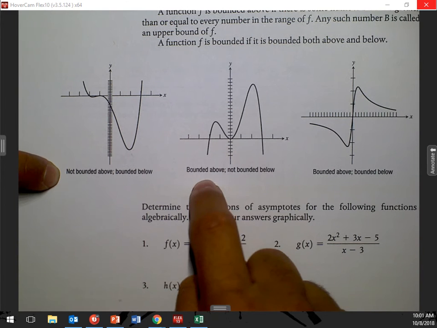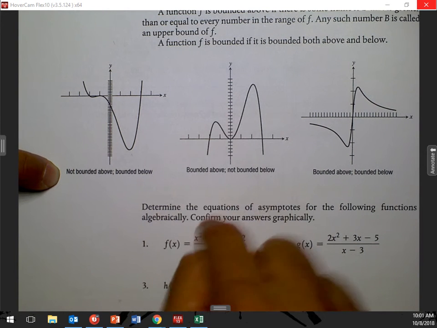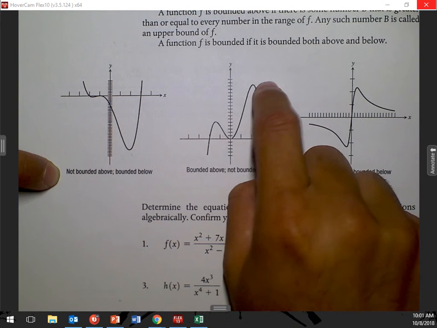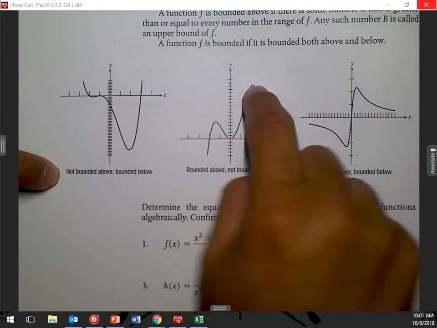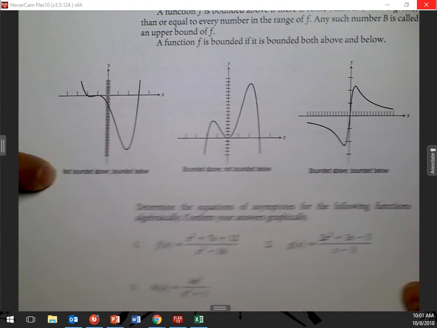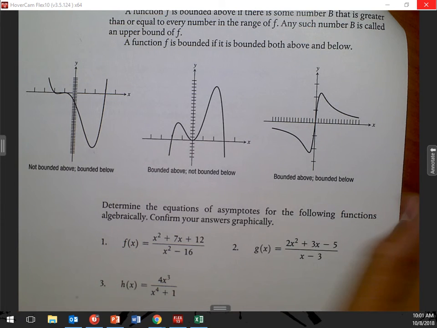Next one. This one's bounded above, but not below. So it can go down to negative infinity on both sides. Okay? And now right here, it is bounded above. So that means that it's restricted, can't go any further there. So it goes down that way. Now this one is bounded above and bounded below.